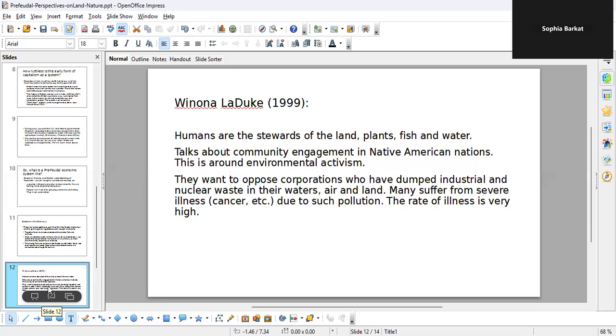So she talks about community engagement in Native American nations. This is around environmental activism. So they want to oppose corporations who have dumped industrial and nuclear waste in their waters, air, and land. Many suffer from severe illness in the Native American reservations because of the closeness of these factories that are polluting the waters, the land, and the air. And the rate of disease or illness is very high when compared to the rest of American society. So that's her angle.